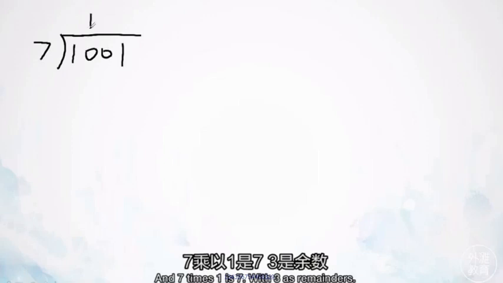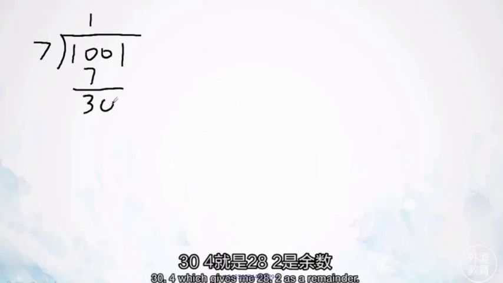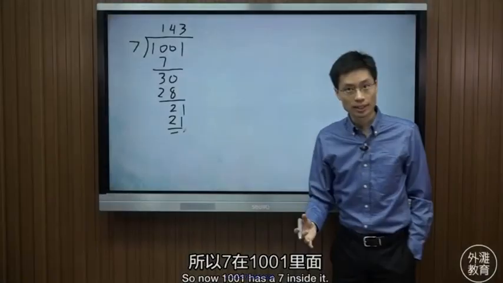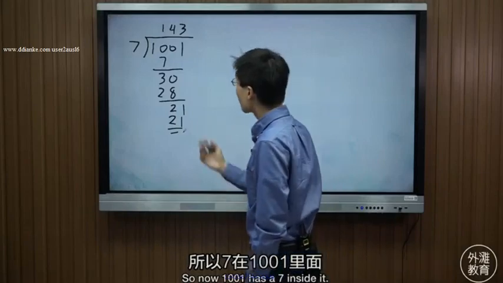If I want to check 7, I'm just going to check 7 like this. 7 times 1 is 7, with 3 as a remainder, 30. 4 gives me 28, with 2 as a remainder, 21. 3, excellent. So now 1001 has a 7 inside it.